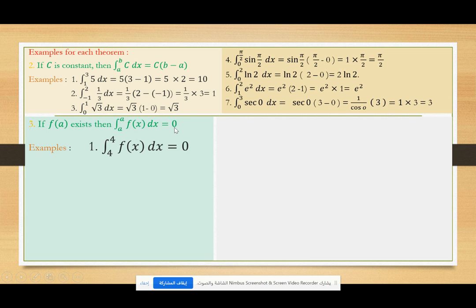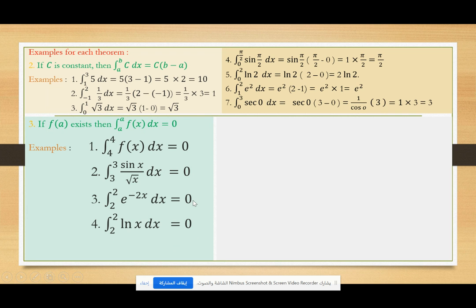Let's have examples. Number 1, integration from 4 to 4 for any function dx will be 0, whatever the function is. Integration from 3 to 3, whatever the function is, even if complicated, don't look at it, just make it 0. Don't think about it, just make it 0, because it is from a to a, from 3 to 3, no region between. In number 3, integration from 2 to 2 for e to the power of negative 2x dx. Even so, because it is from the point to itself, it is 0. Number 4, integration from 2 to 2 for ln x dx, whatever the function is, it is 0.